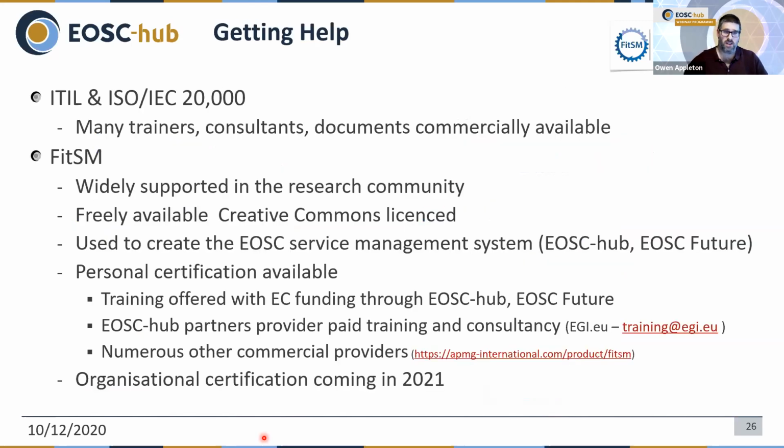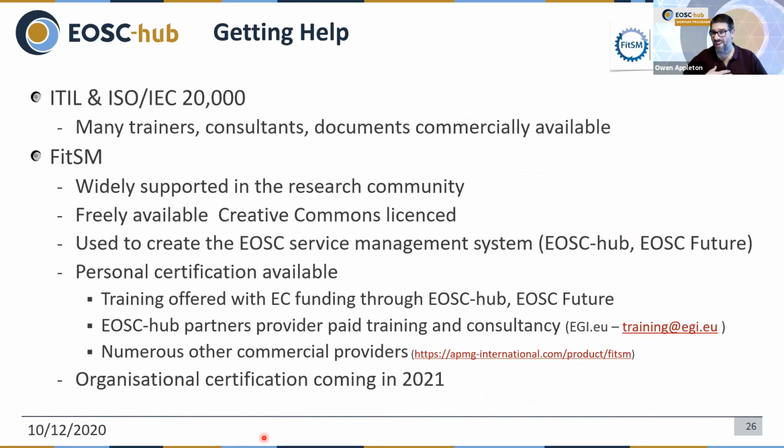If you're interested in ITIL and ISO/IEC 20000, there are a wealth of trainers, consultants, and documents commercially available. You'll pay for all of it, but it's out there and it's good stuff. And certainly once you start to understand something about IT service management, using the resources from ITIL and ISO/IEC 20000 is a really good idea.